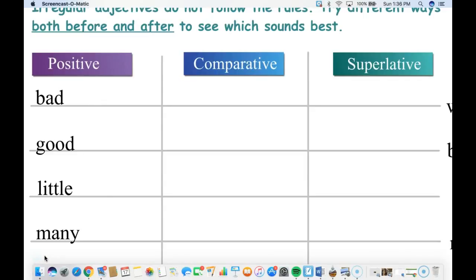And then there's irregular adjectives. These are the ones that kind of break all the rules. This is where we have to just try different ways, both adding most or more before or after, or also just knowing a different vocabulary word for that word. So take a look at this chart and think about how you can create a comparative and a superlative adjective out of the words. The first one is the word bad. So the comparative form of bad is worse, and the superlative, which is that word in its extreme form, is worst. Go ahead and try the rest and pause the video and then come back to check your work.